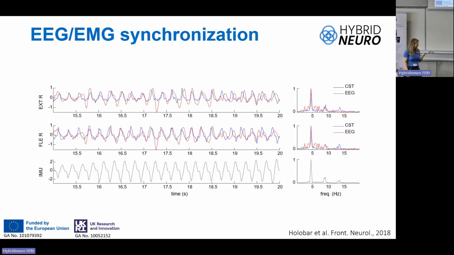Then we investigated how the cumulative spike trains of extensors and flexors were synchronized with the EEG component that we extracted using the proposed method. Here is the representation in time, and here in the frequency domain. In the frequency domain, you can see a clear similarity of the basic tremor frequency, and also its harmonics, in both cases and also in acceleration.